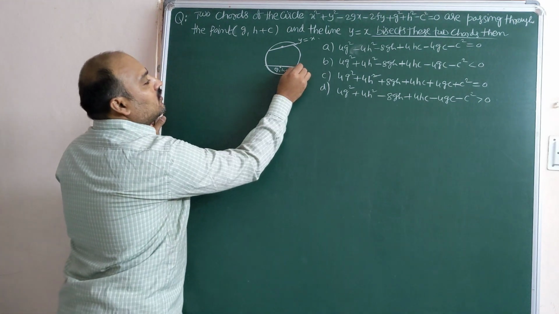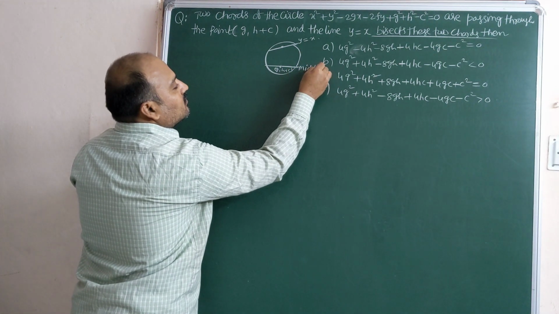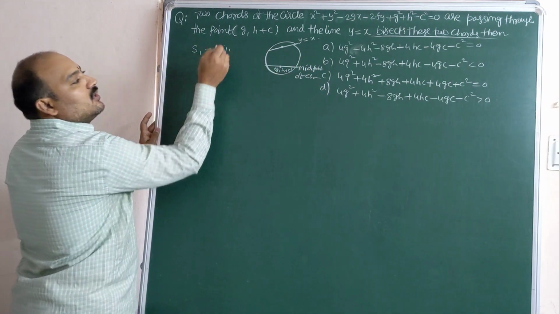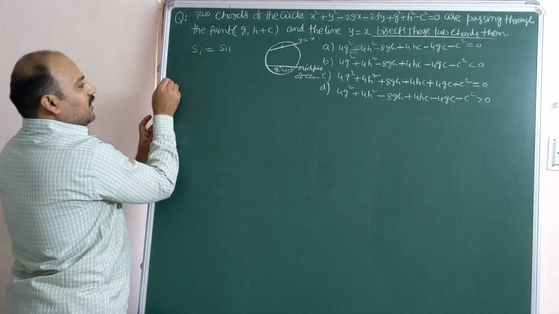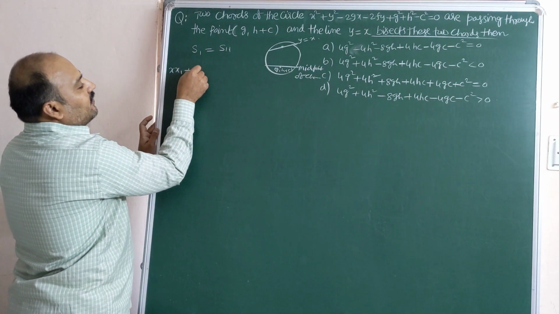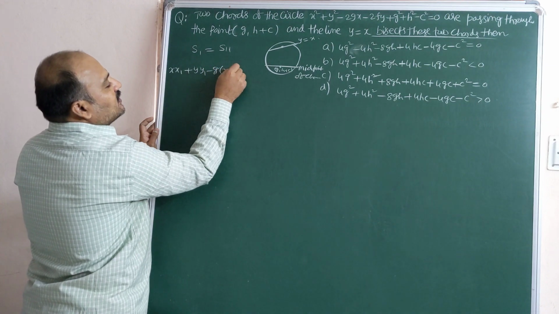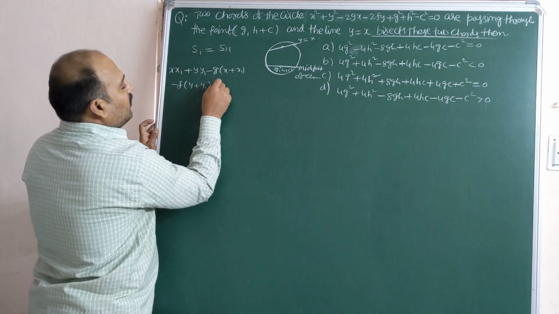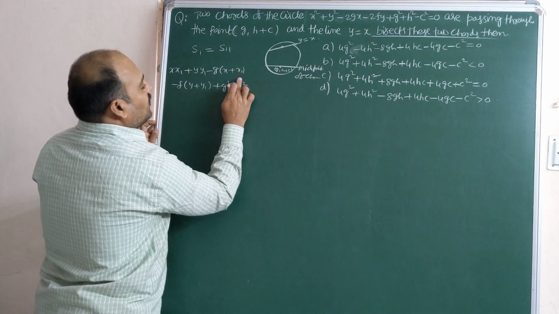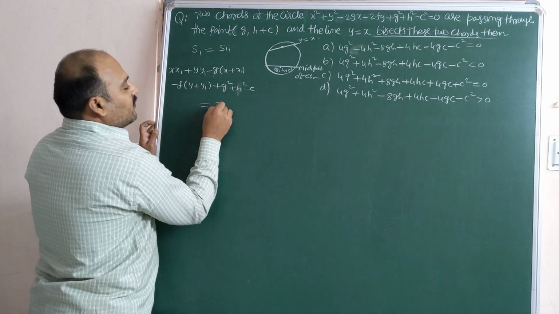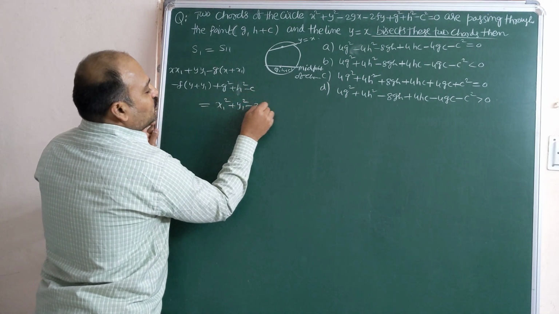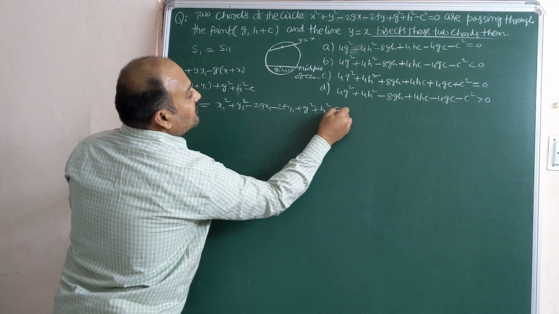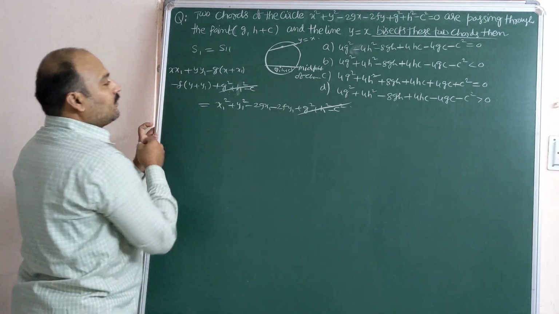Midpoint of chords formula. Midpoint of chords: S1 equal to S11. So in this circle, S1 means xx1 plus yy1 minus g into (x plus x1), according to this I am writing, dear students, minus f into (y plus y1) plus c, meaning g square plus f square minus c square, is equal to S11, meaning x1 square plus y1 square minus 2gx1 minus 2fy1 plus g square plus f square minus c square. These three will be cancelled.